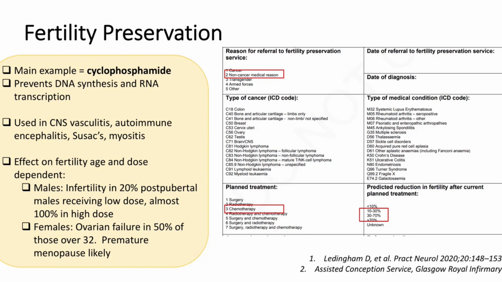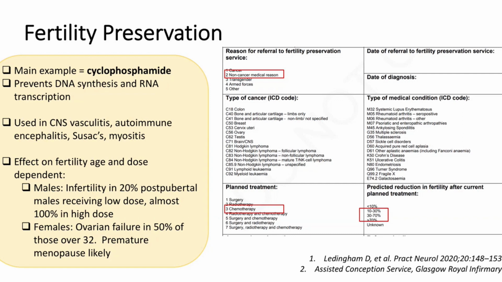As I said, it's used in CNS vasculitis, autoimmune encephalitis, Tay-Sachs, myositis, and there are other examples. It has various effects on fertility, dependent on the patient's age and the dose of drug used. In males, it can cause infertility in 20% of postpubertal males receiving low-dose treatment, but that's up to almost 100% in those receiving high-dose treatment. In females, there's estimated ovarian failure in 50% of those over 32, based on studies in lupus, and premature menopause is also very likely.